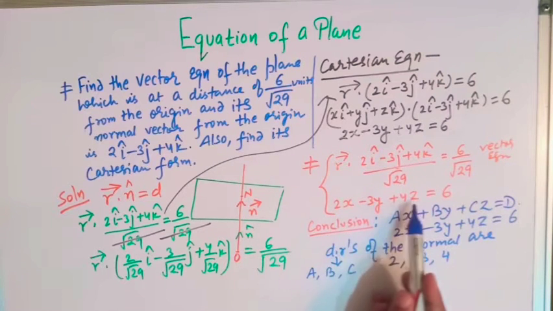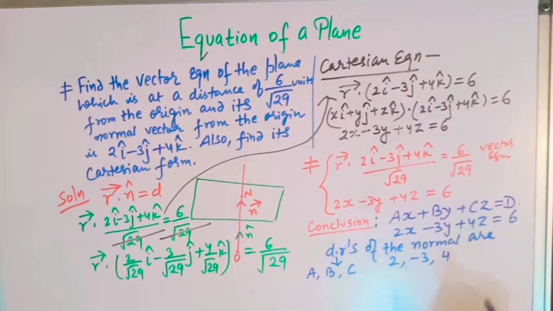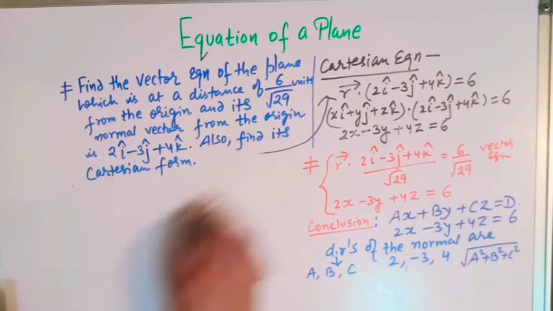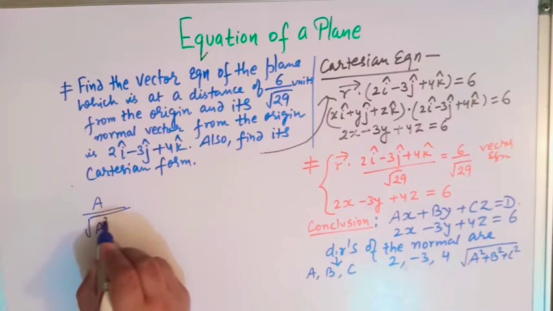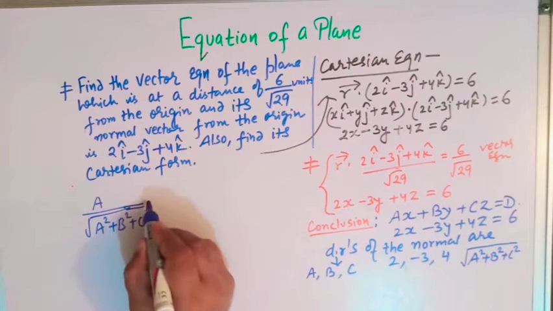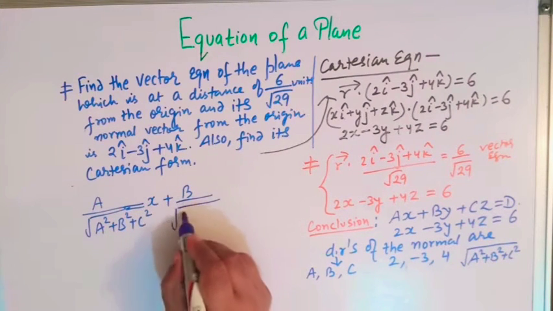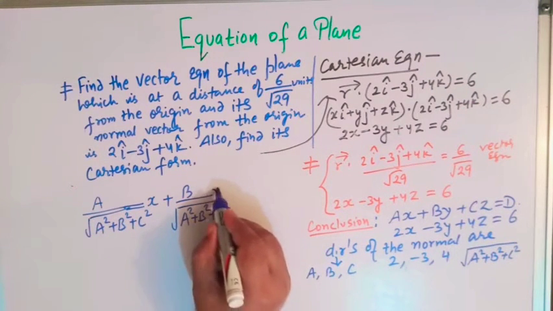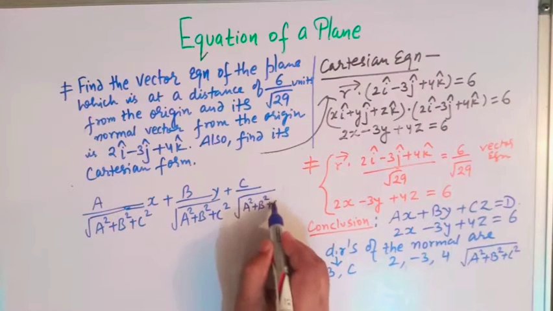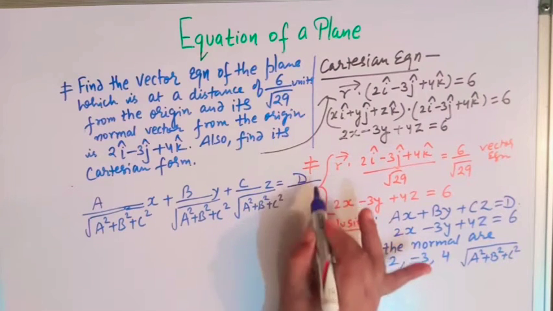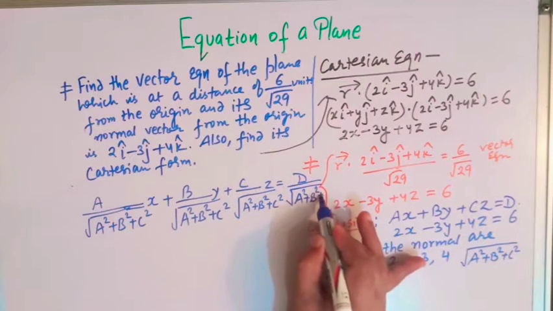And if we divide both sides of this equation by square root of a square plus b square plus c square, then we get the direction cosines of the plane, right? So if we divide both sides by this factor, then we have a divided by square root of a square plus b square plus c square, x plus b divided by square root of a square plus b square plus c square, y plus c divided by square root of a square plus b square plus c square, z is equal to d divided by square root of a square plus b square plus c square.